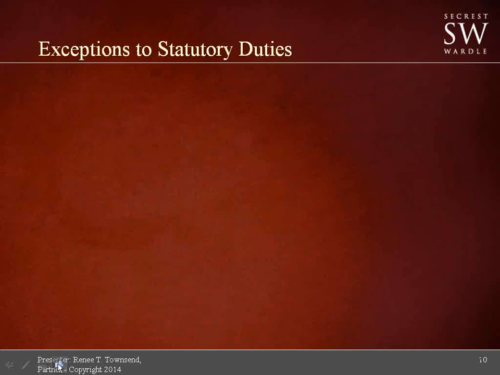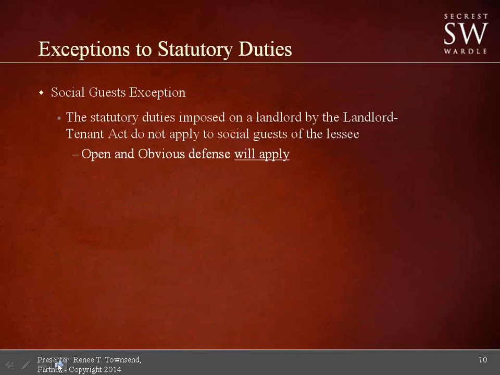I want to quickly make a couple of specific points relative to the statutory duties of landlords and the open and obvious doctrine. The Michigan Supreme Court has held that the duties imposed by the Landlord-Tenant Act exist only between the contracting parties, being the landlord and the tenant. Therefore, the statutory duties do not apply to social guests of the lessee. The open and obvious defense will apply to claims by social guests. What this means is that a social guest cannot claim, for instance, that the landlord failed to keep the subject premises in reasonable repair to avoid the open and obvious defense.